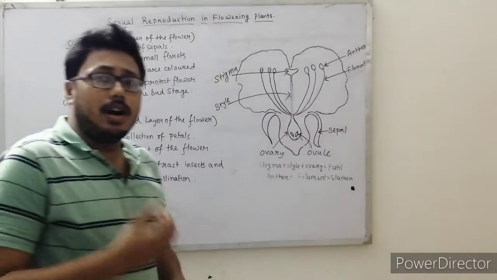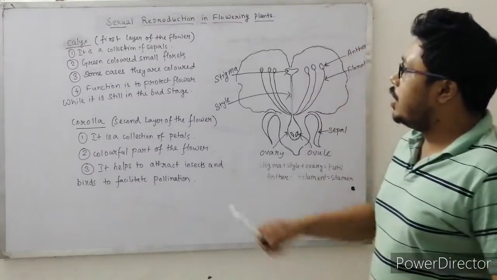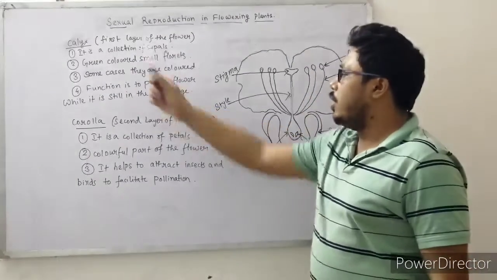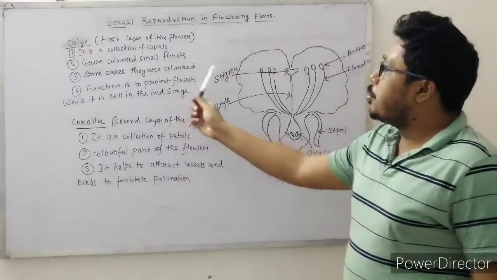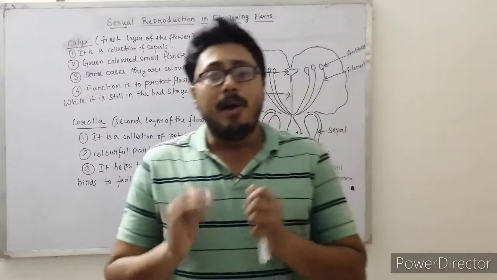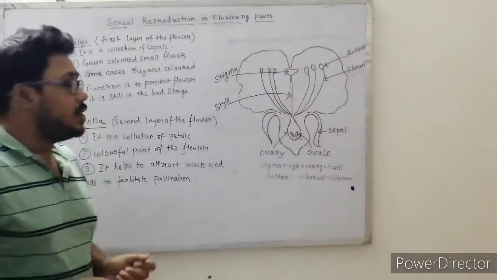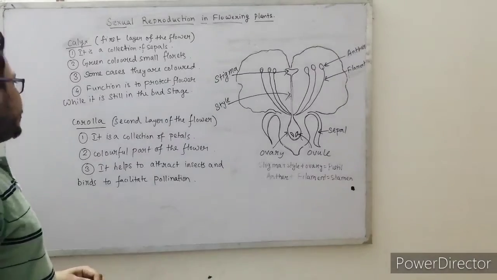And what is the function of this green colored floret? The function of the green colored floret, or the calyx, is to protect the flower when it is still in the bud stage.